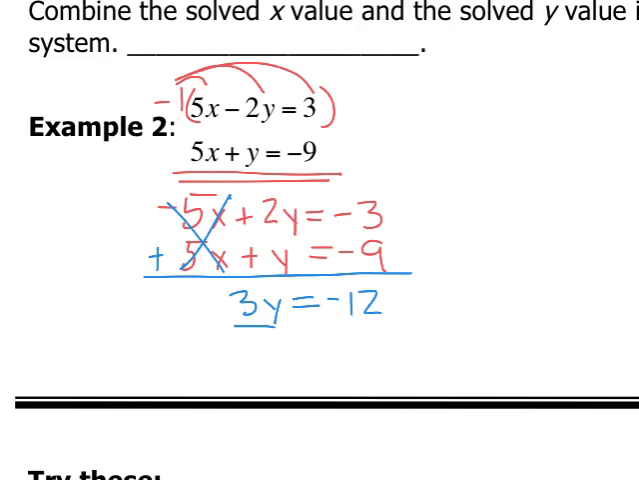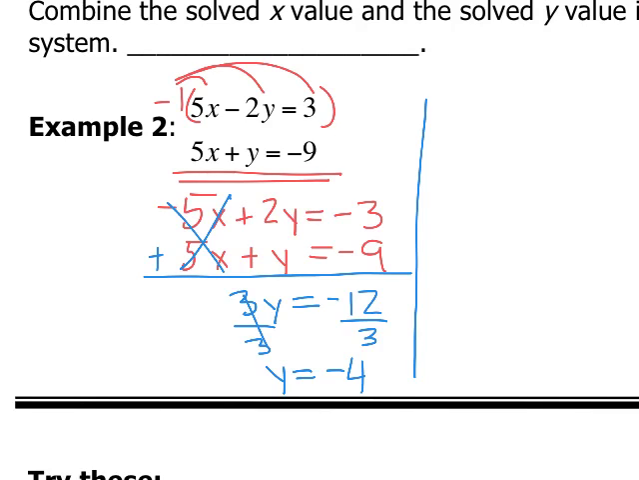So now I just solve what's left by dividing by 3. And I end up with y equals -4. And remember, that is only half of the answer. So now I have to go back to one of the two original equations and plug in my -4.